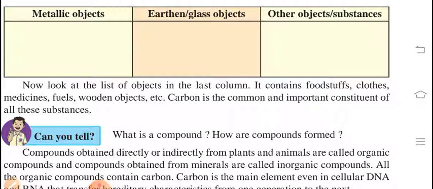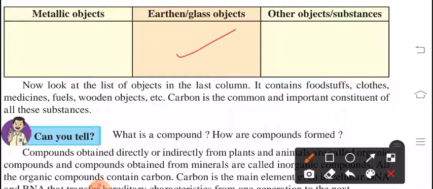Then what about glass objects? There can be a glass plate, a water glass, your spectacles, the screen of your TV. All this is a part of glass. Some types of windows come with glass, right? Now next is other objects. What types of other objects will come in this column?